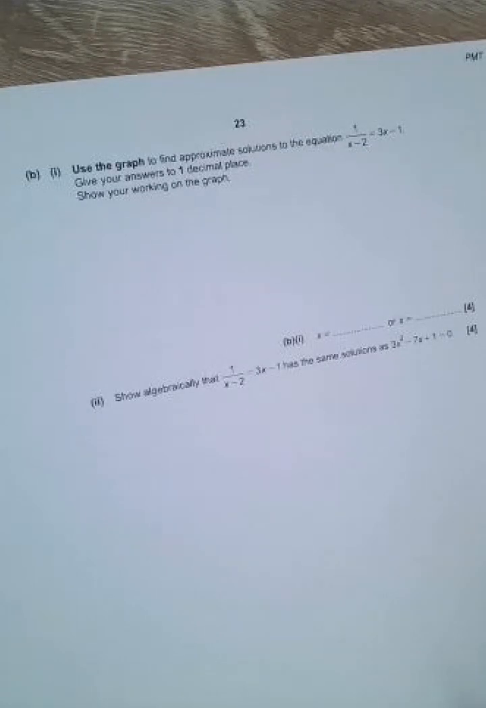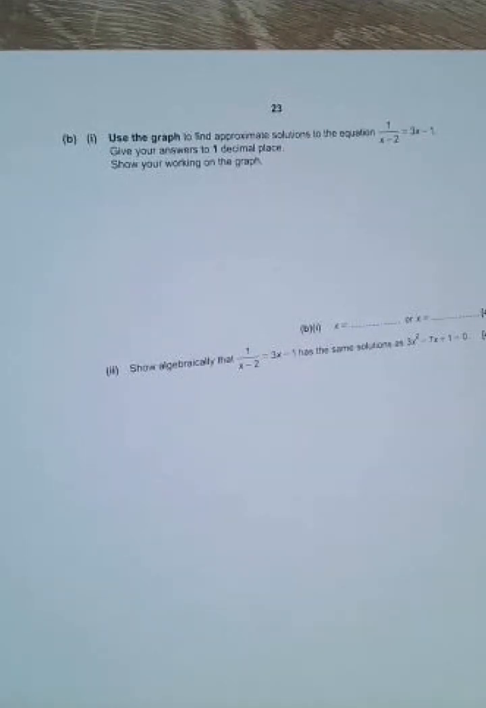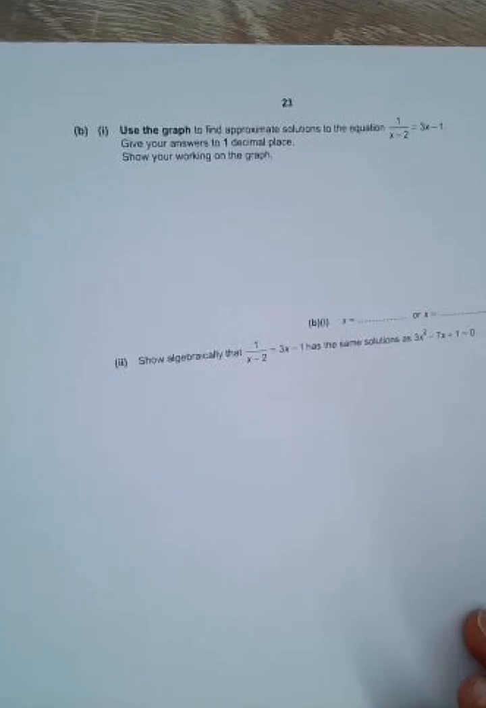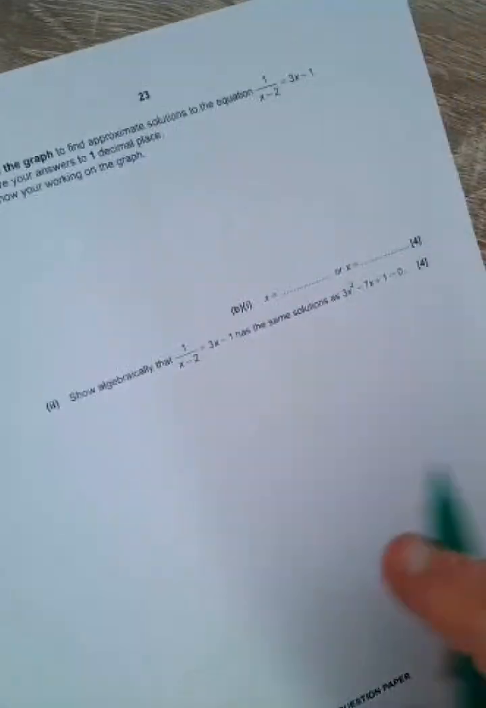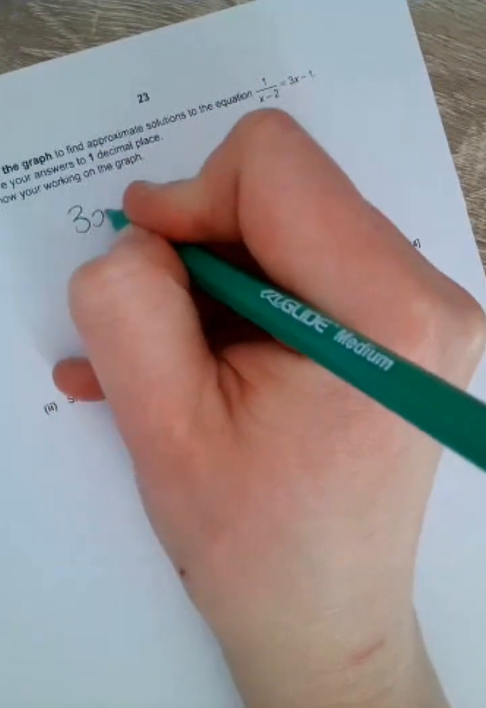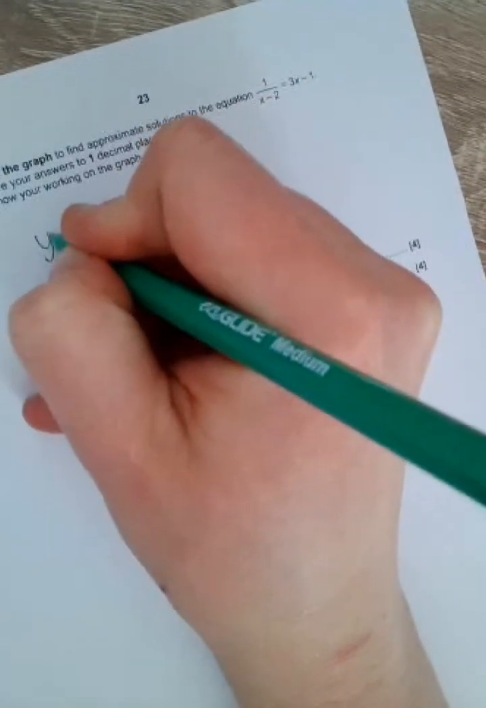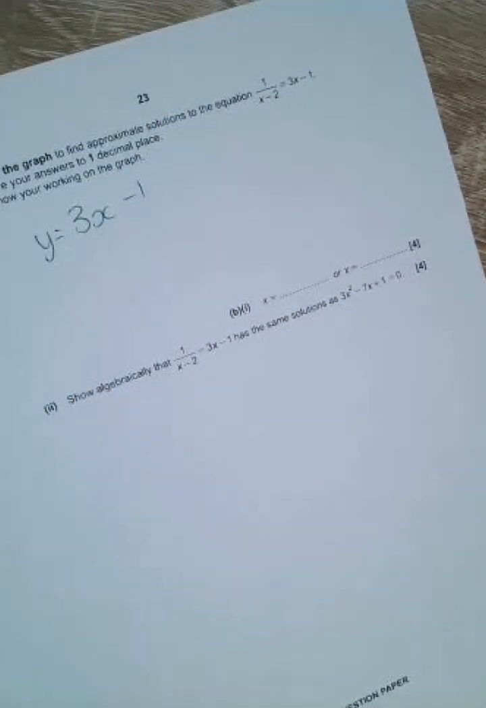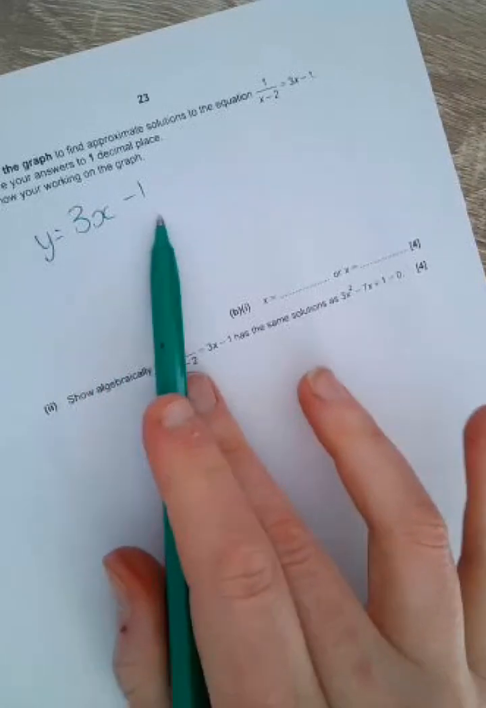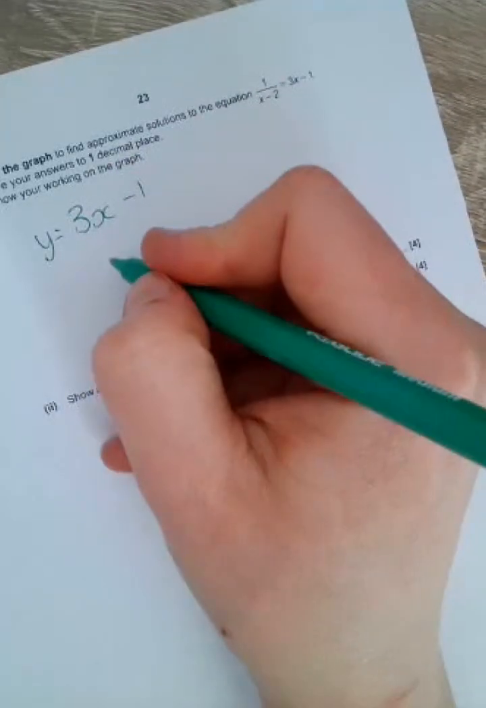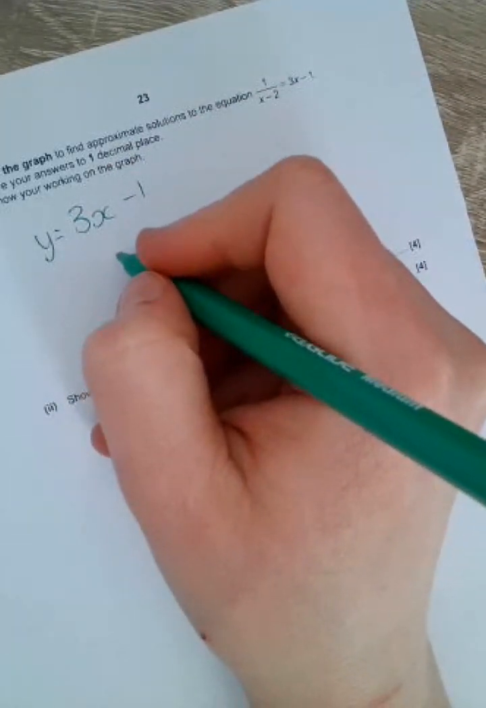Use the graph to find an approximate solution to the equation 1 over x minus 2 is equal to 3x minus 1. Give your answer to one decimal place and show your work on the graph. It's actually asking me to draw a line. So I'm going to need some values first of all. And we know that the graph of 3x minus 1 is a straight line. There's no powers of x involved, so it's going to give me a straight line. So I can do this off just 2 values really, but I'm going to do 3 just to be safe.